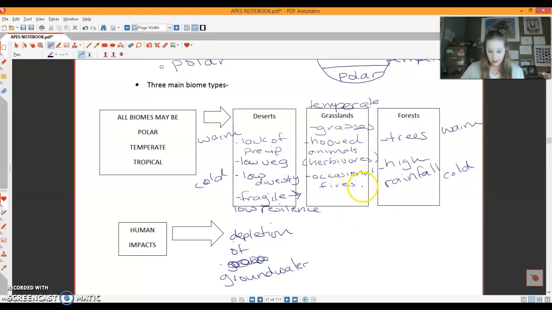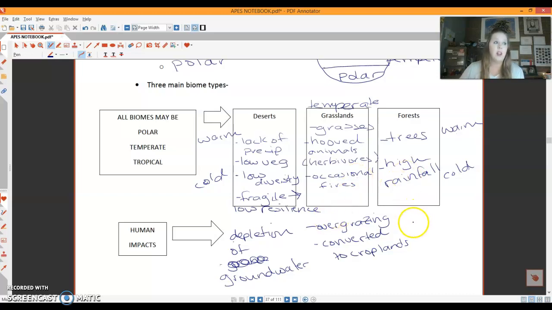Grasslands, overgrazing, meaning there are too many animals and they're eating too much food, so the grass isn't able to grow back fast enough. And a lot of times these are converted to croplands. We need more room to grow food because guess what? What's happening to the human population? It's going up.